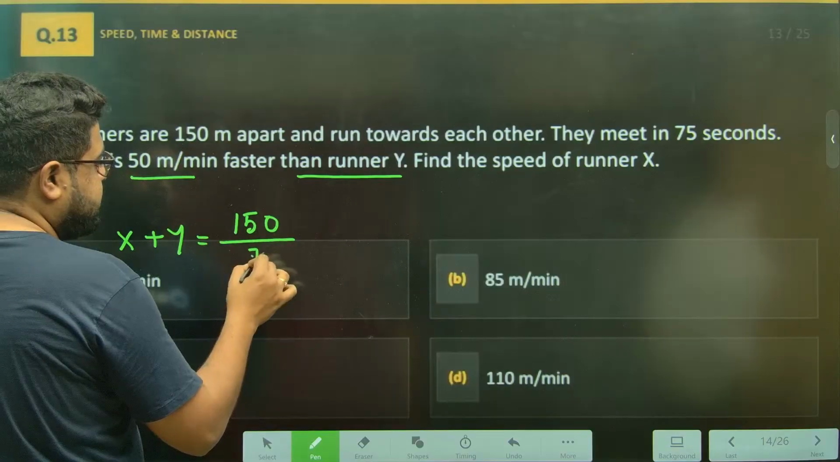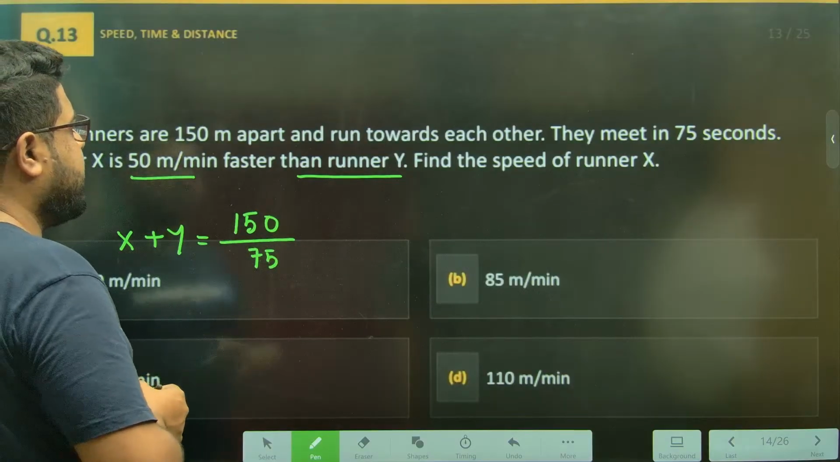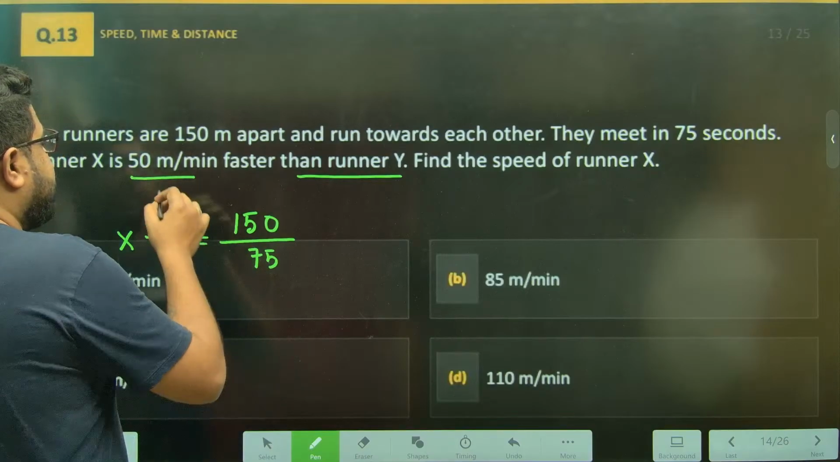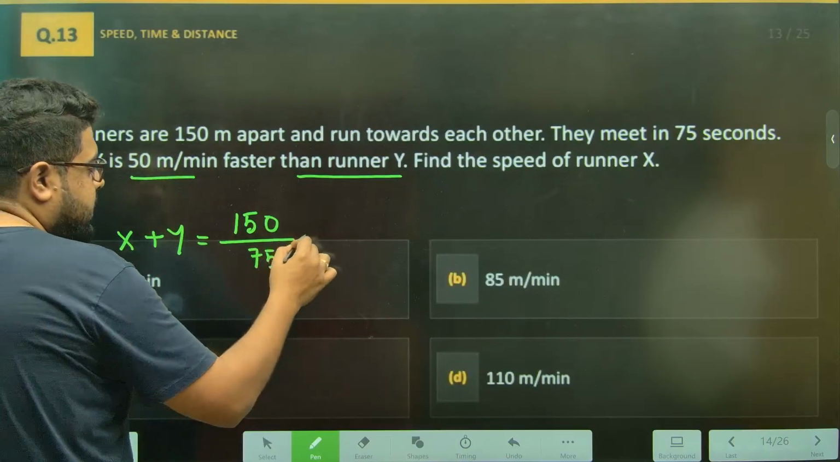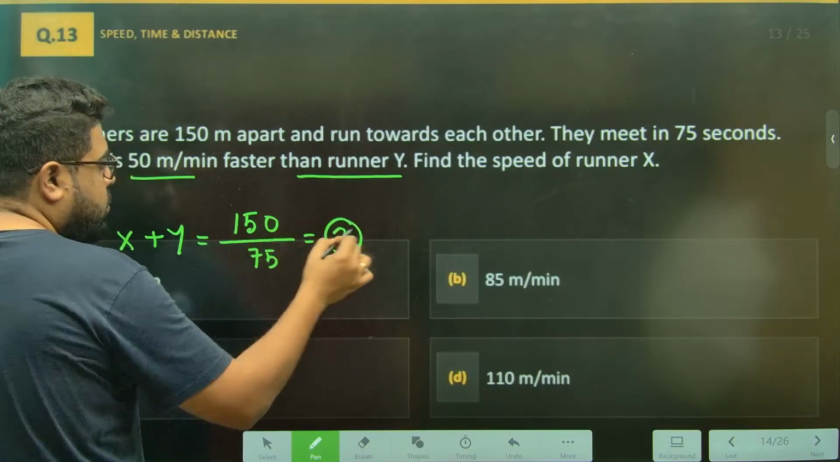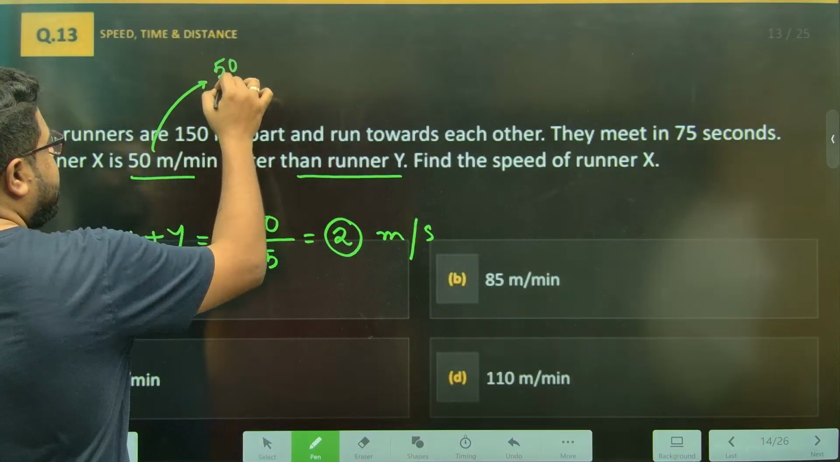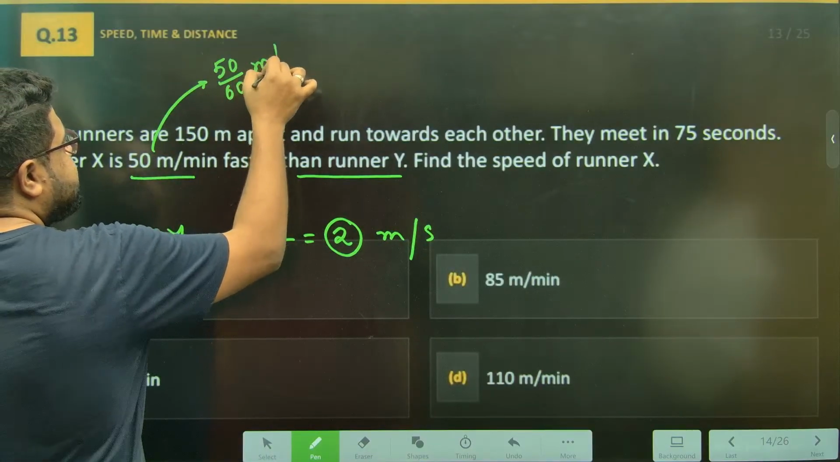This is going to be this. 1 second. Okay, 50 meter per minute, minute faster. So this is 2, sir. 2 meter per second. Please understand. Now meter per minute meaning, sir, 50 over 60 meter per second.